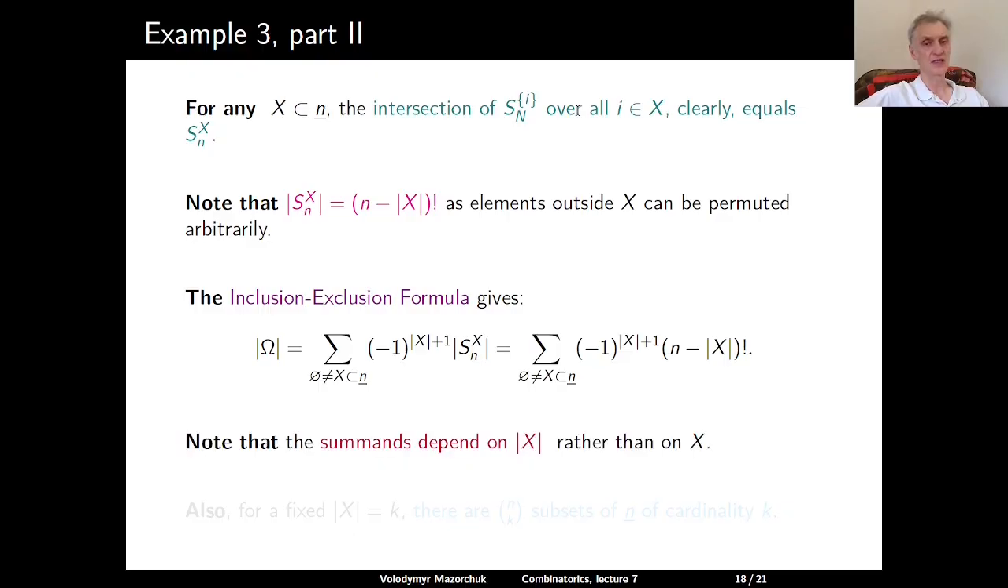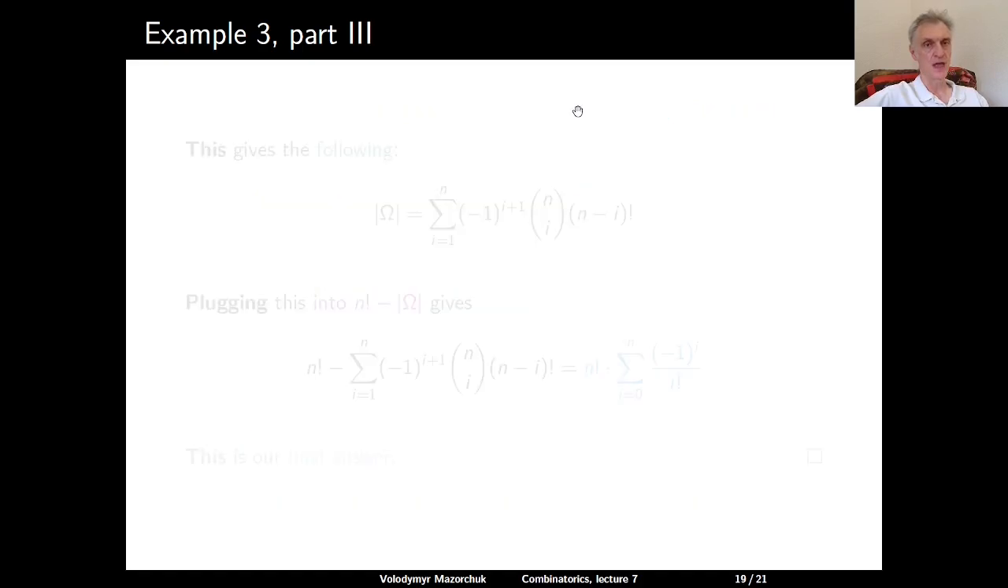Again, we see that our summands depend on the cardinality of X rather than on X, so we can rewrite this sum. If we fix the cardinality of X as i, then there are n choose i subsets of n underlined of cardinality i, so we can rewrite our formula as follows. The cardinality of omega equals the sum over all i from 1 to n of minus 1 to the power i plus 1, n choose i times n minus i factorial.